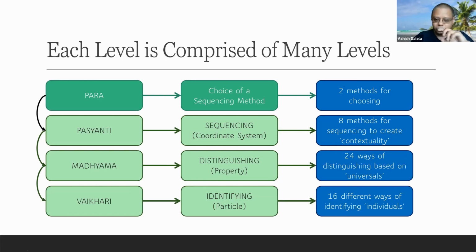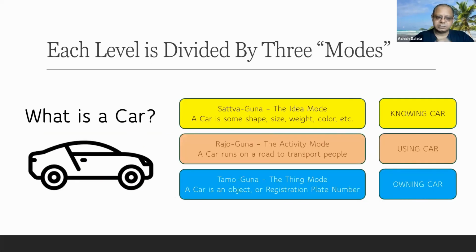For those who know this system in some nuance, if you add these up, the 16 plus 24 plus 8 plus 2 is 50. This is very closely tied to our system of language, in which we said there are 50 alphabets. All these alphabets indicate some property, some method of distinguishing, some way of identifying something, or some way of choosing. And these 50 alphabets constitute what we call the Sanskrit alphabet. I'll not delve into that, but just as a side note.